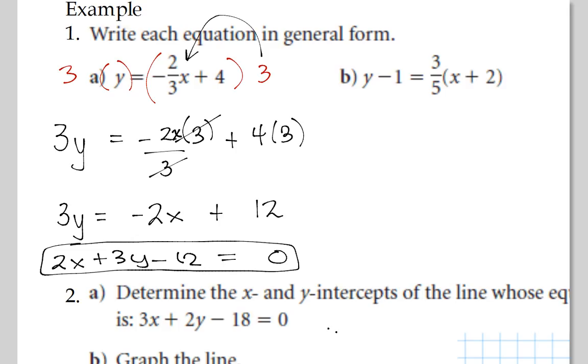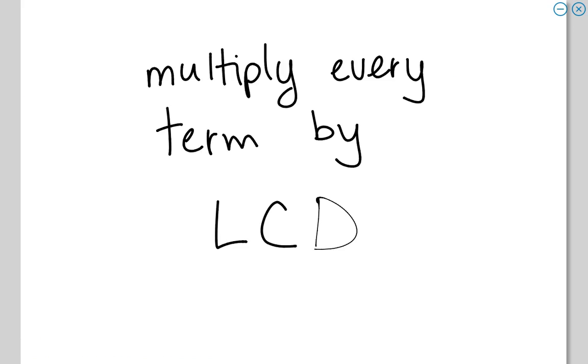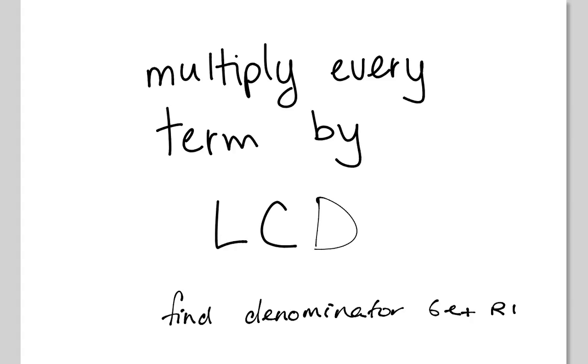So the only thing that was new was this. Multiply every term by the LCD. So just find the denominators. Find the denominator and get rid of it. That's all you've got to do. Find that denominator, get rid of it.